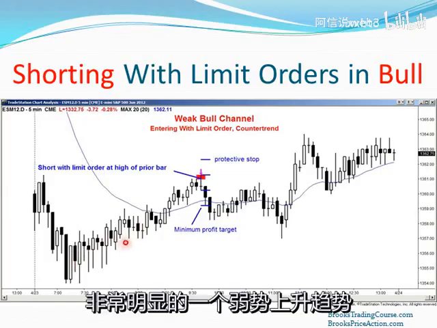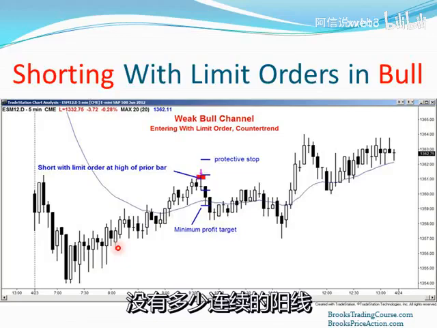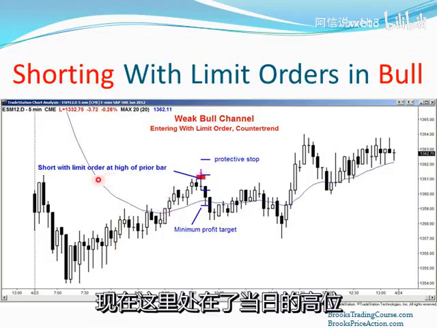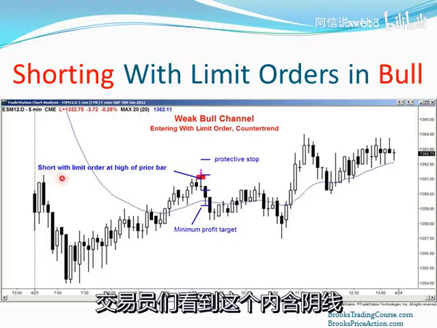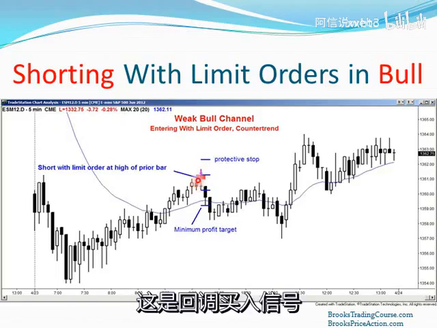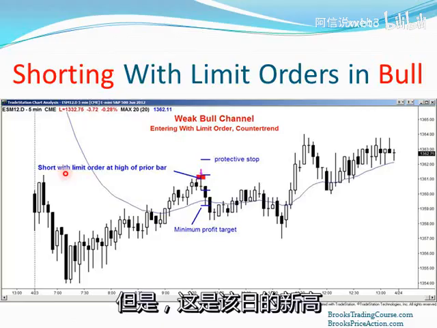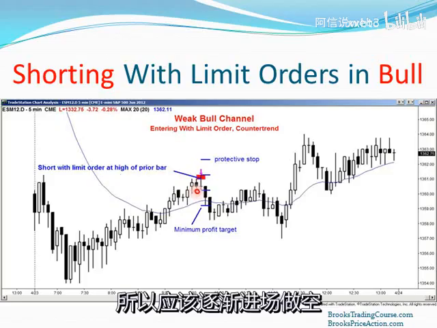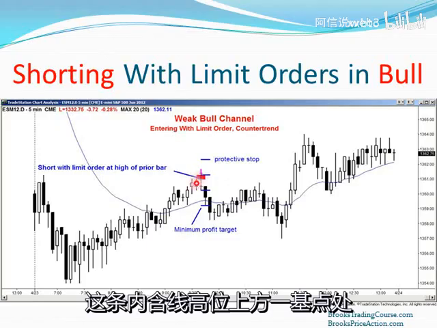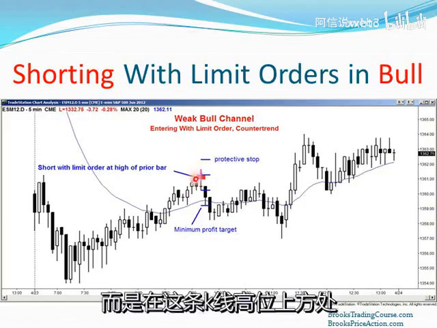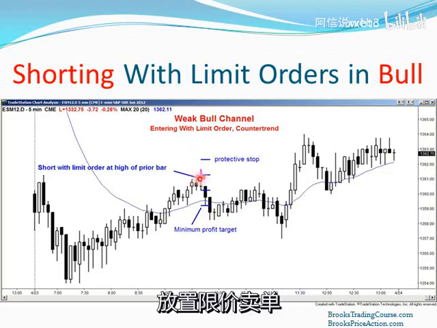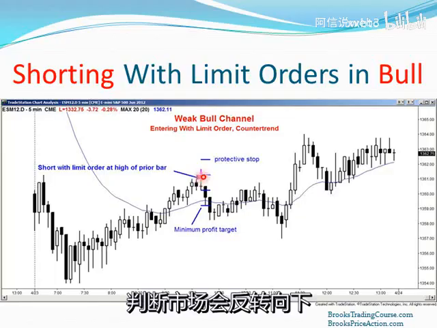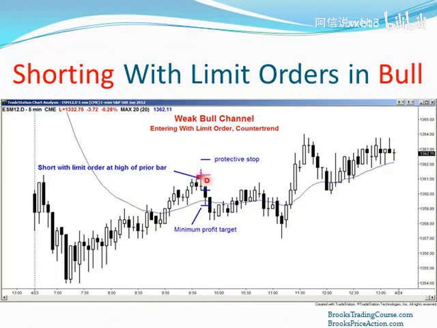So here's an example. Obviously a very weak bull trend, lots of prominent tails, not much in terms of consecutive bull bars, and now we're up at the high of the day. So traders see this bear inside bar and say, well, that's a pullback, it's a breakout pullback buy. However, we're at new highs on the day, or right around the prior high of the day. The trend up is very weak. I'm going to start scaling into shorts. So instead of placing a buy stop at 1 tick above the high of this inside bar, expecting more up, traders instead will place a limit order to go short exactly at the high of that bar, betting that the market will go down.